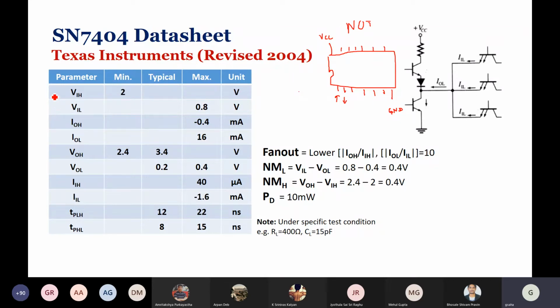There you will see VIH is mentioned as 2 volt, and VIL is mentioned as 0.8 volt. So let us first understand this. Then we shall go into the VOH and VOL. Okay, VIH 2 volt and VIL is 0.8 volt.